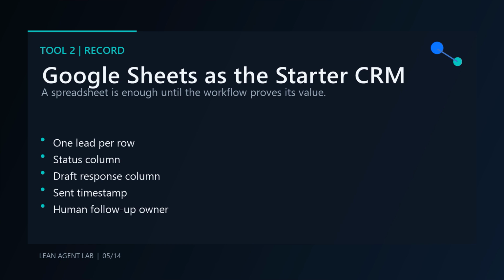The important idea is visibility. A business owner should be able to open one sheet and see what arrived, what the system prepared, what was sent, and what still requires a human. If the process is confusing in a spreadsheet, adding an expensive CRM will not fix the underlying process.